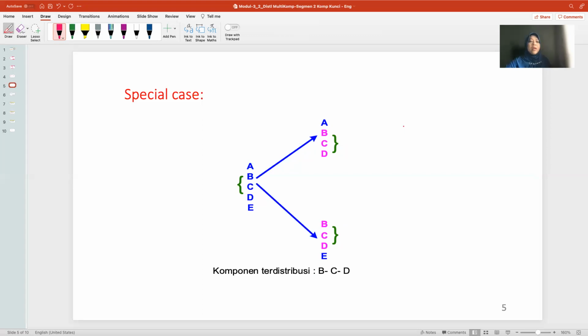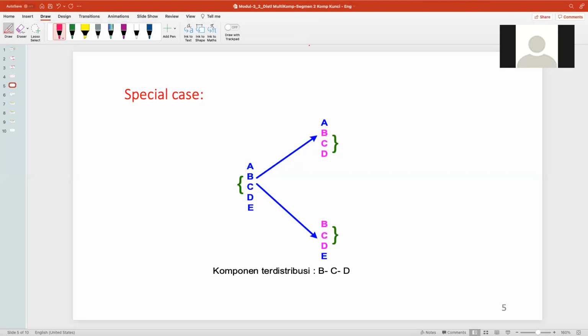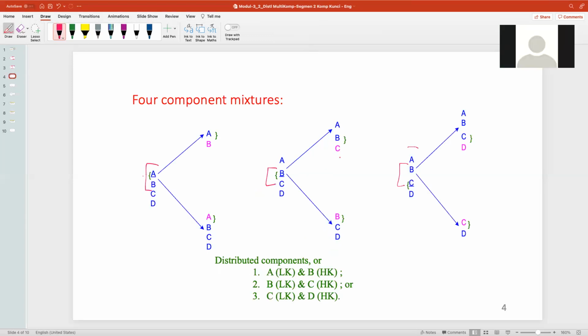I have a question. The other components, other than the light key and the heavy key, how do we know where they go, to the distillate or the bottom? The component that is lighter than the heavy key always goes into the distillate. The component that is heavier than the light key always goes into the bottom.